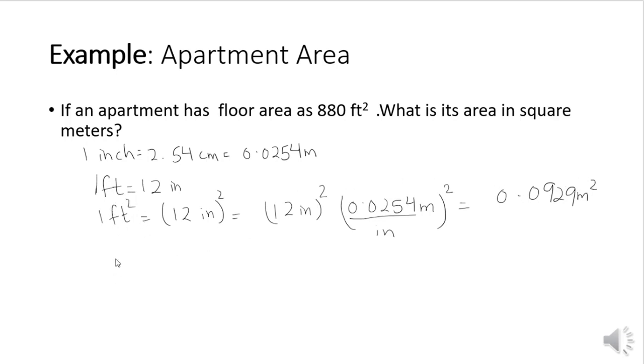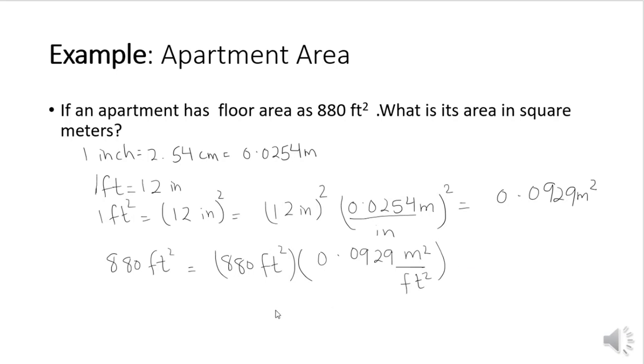So I am given 880 feet square, which will be equal to 880 feet square times 0.0929 meter square by feet square, which is almost 82 meter square. So whenever we are trying to convert one unit to another, we need a conversion factor.